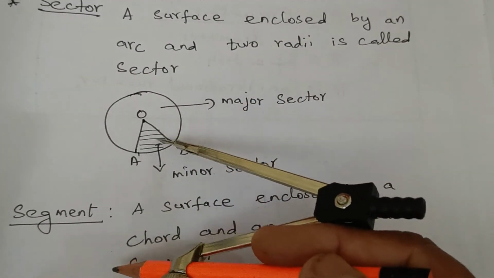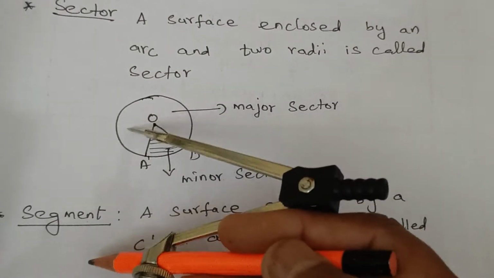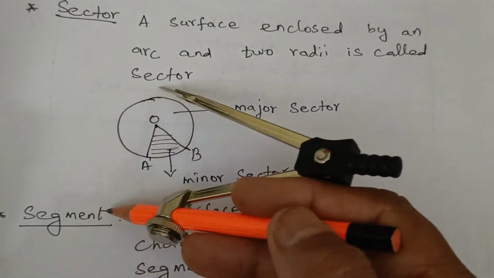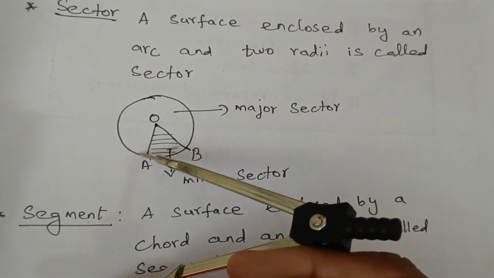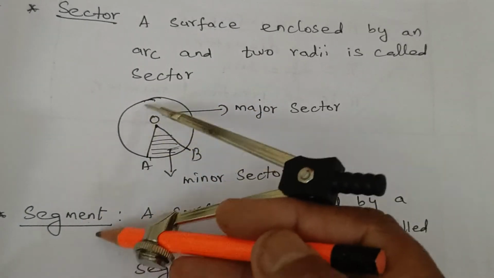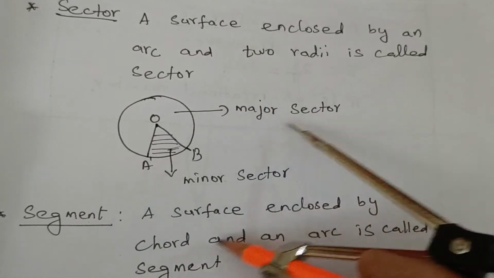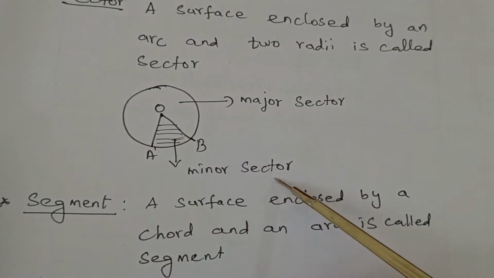See here, this part is smaller. So this is the minor sector, and see, this is the major arc and the 2 radii. This is the minor arc, the smaller one, and the greater one is the major arc. And this portion is called the major sector and this shaded part is called the minor sector.